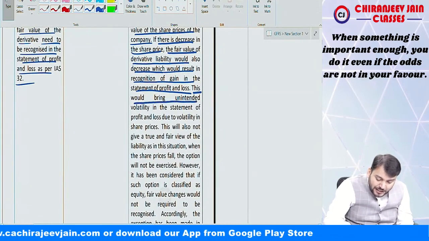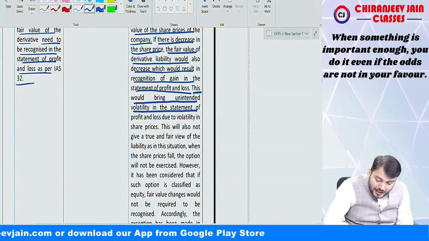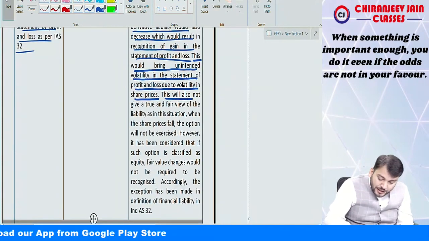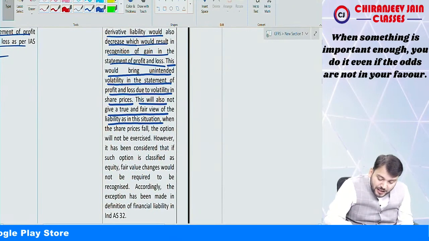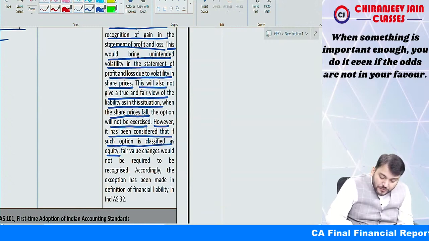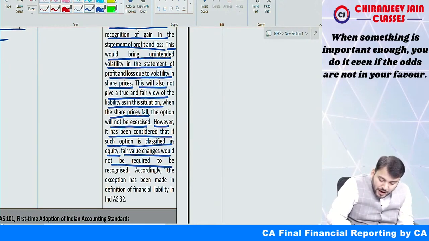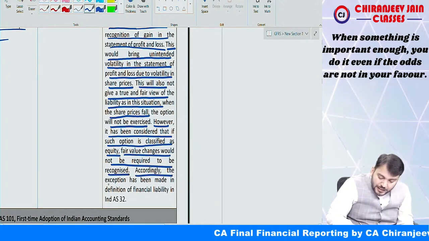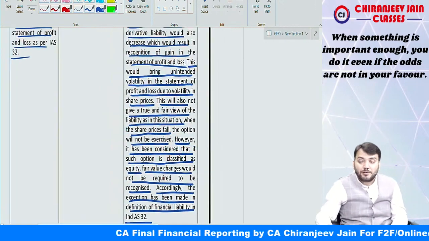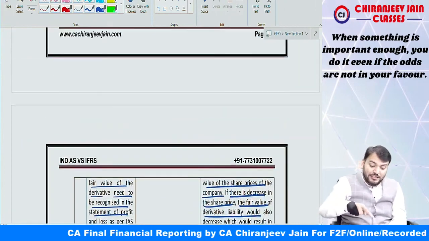This would bring unintended volatility in SOPL due to volatility in share price. This will not give a true and fair view of the liability in this situation. When the share price falls, the options will not be exercised. However, it has been considered that if such an option is classified as equity, fair value changes would not be required to be recognized. Accordingly, the exception has been made in the definition of financial liability in Ind AS 32. So I hope you have understood the reason for this carve out.